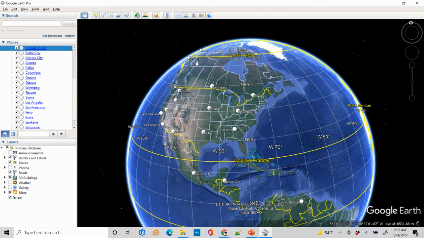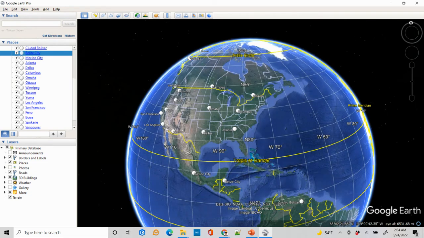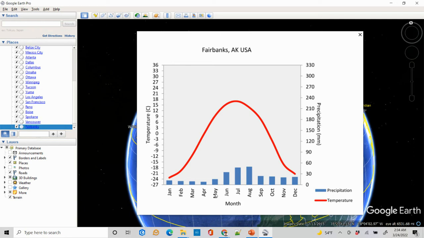So I have shown you how to analyze the temperature. Then you can look at the precipitation as well with the blue line, how the precipitation is changing. Is it high or low? How much is that? Is it in the higher region or the lower region? If you compare it with Fairbanks, the precipitation is really low.